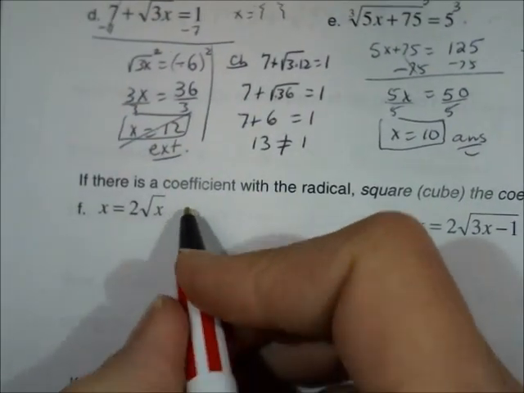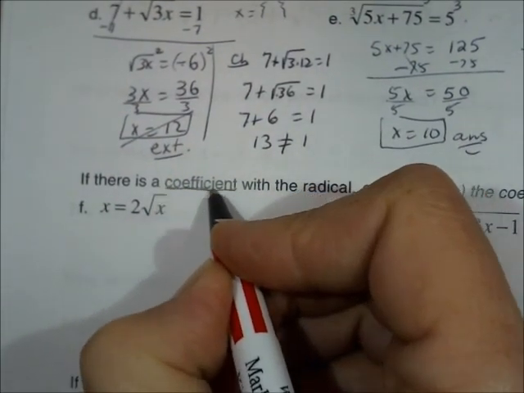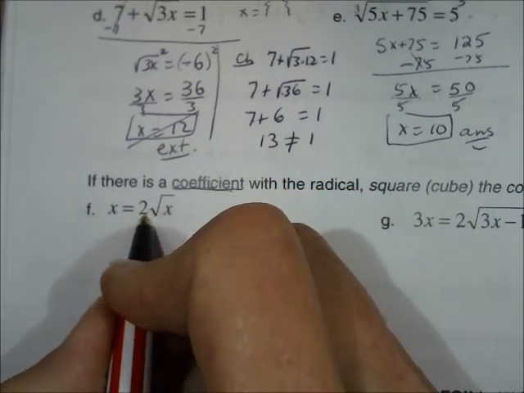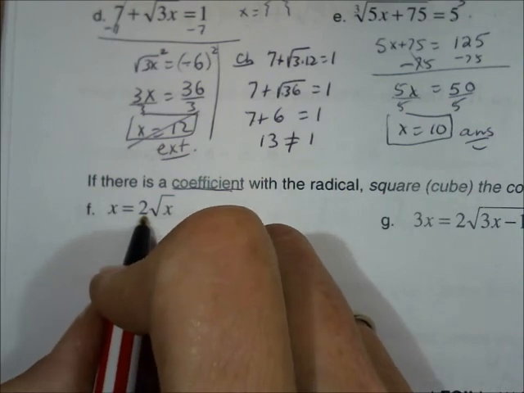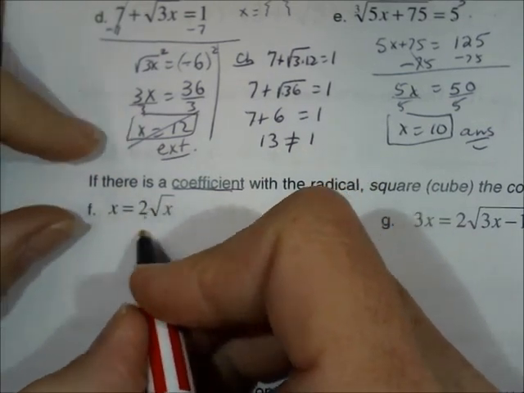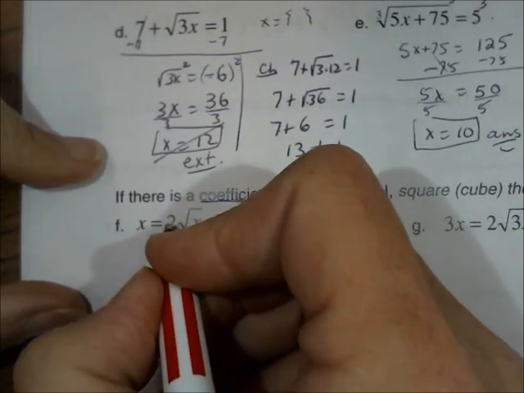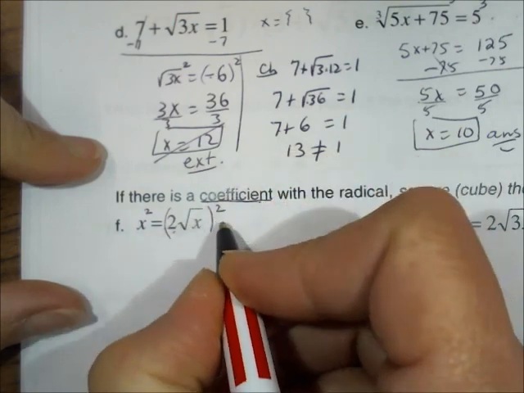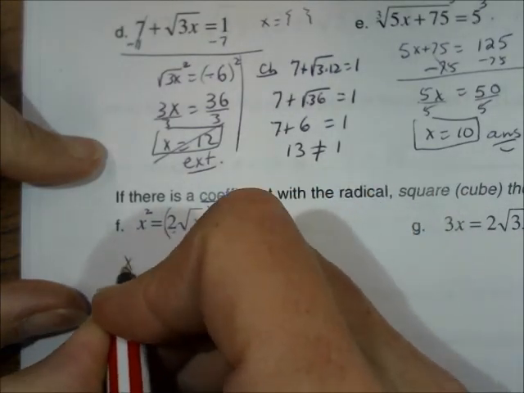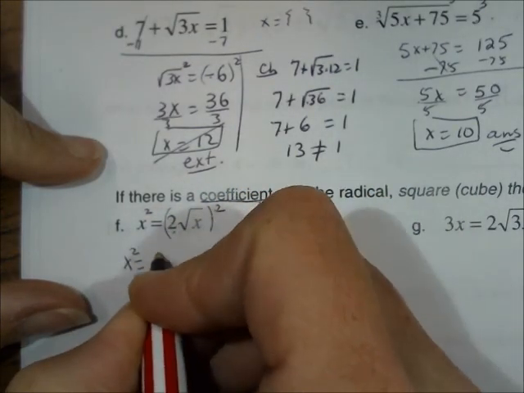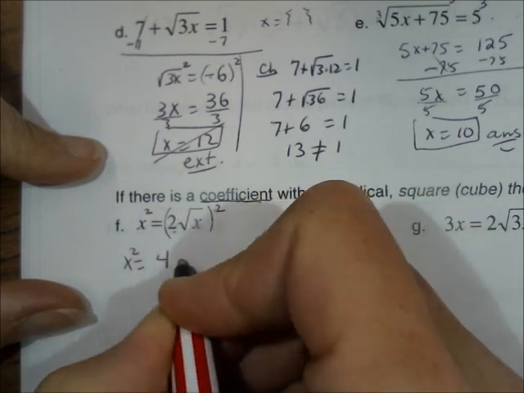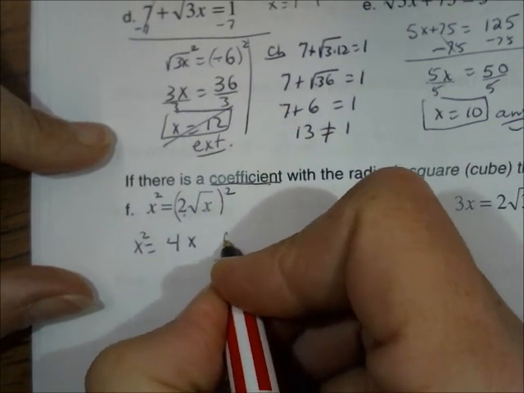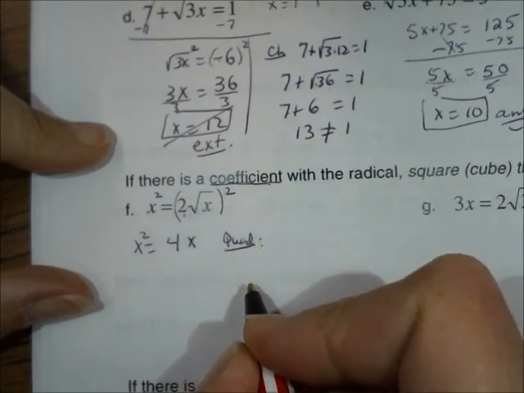If you have a coefficient with the radical, like a 2 out in the front, you square or cube the coefficient also. So this radical is isolated, so you're going to square the left, and when you square the right-hand side, you have to square the 2. So this becomes x squared equals 2 squared, which is 4, the square root of x squared, which is just x. And since this is quadratic, you have to set it equal to 0.